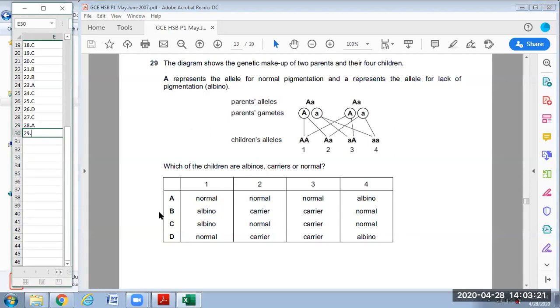B as in boy. Why not B as in bat? B as in butter. All right, anyways.